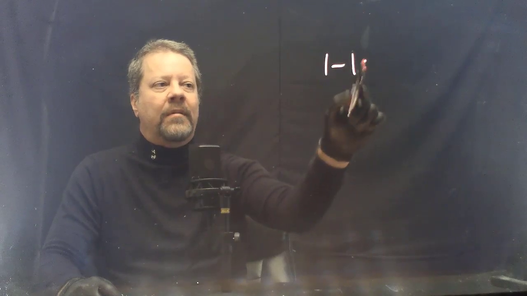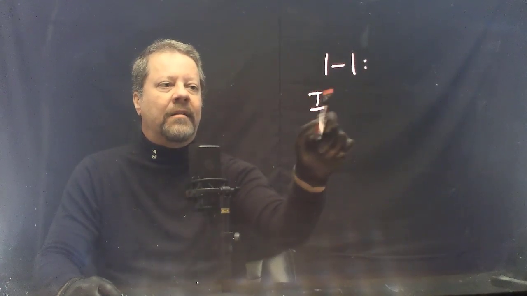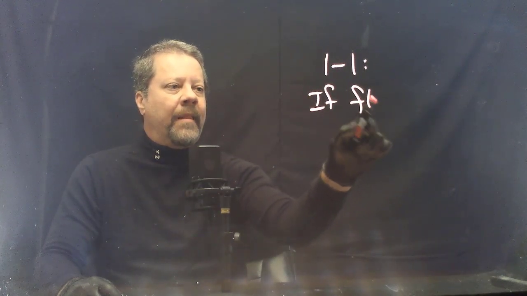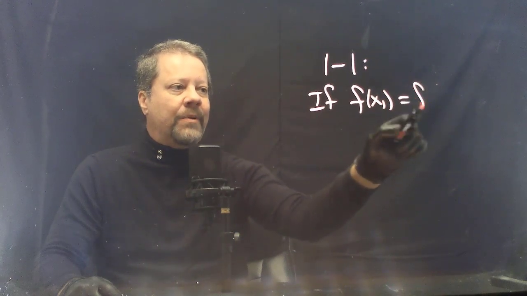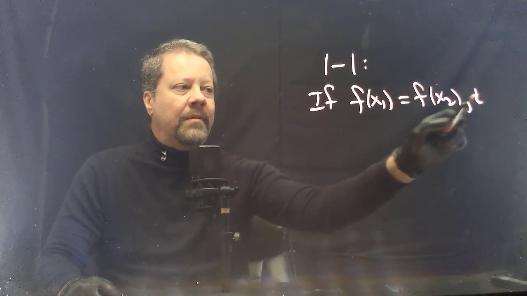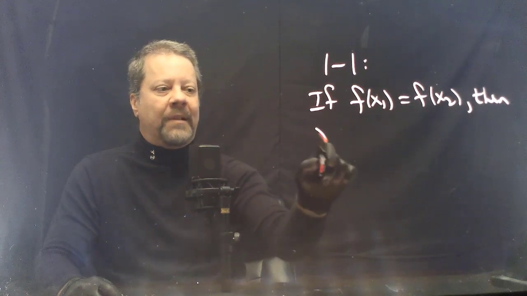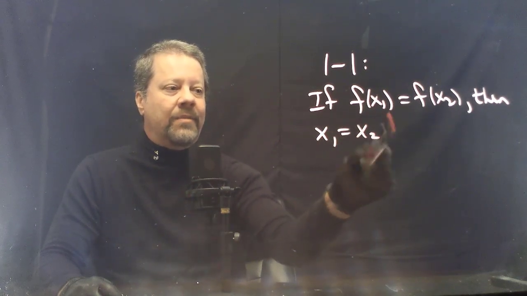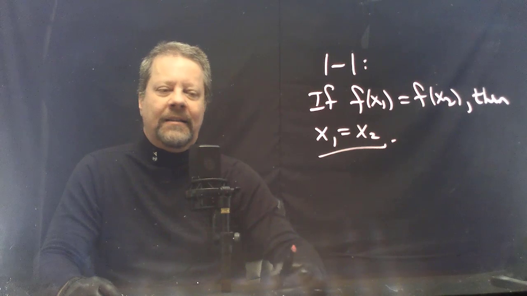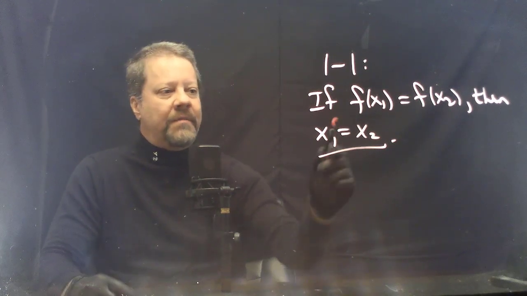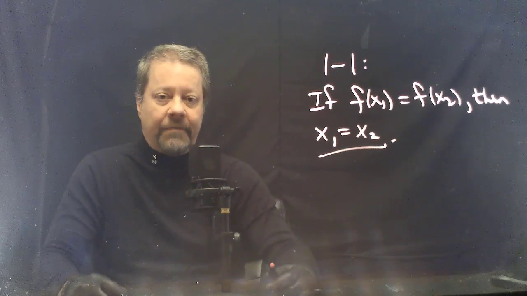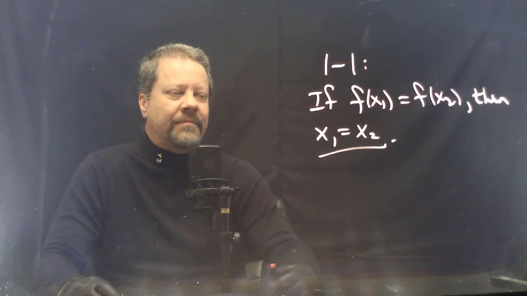Another way to state that a function is one-to-one is that if f of x1 equals f of x2, then that implies x1 equals x2. This is very useful when solving certain problems that involve one-to-one functions.